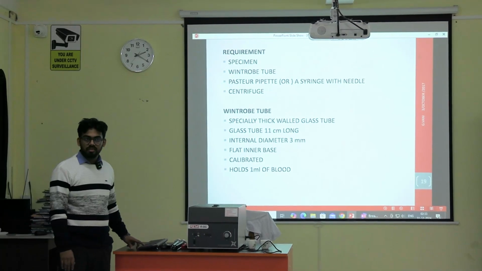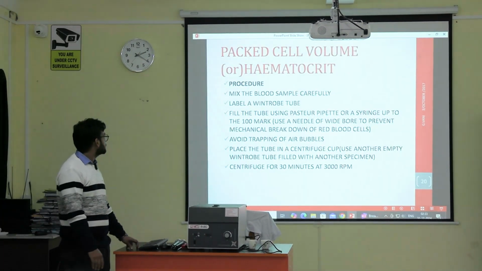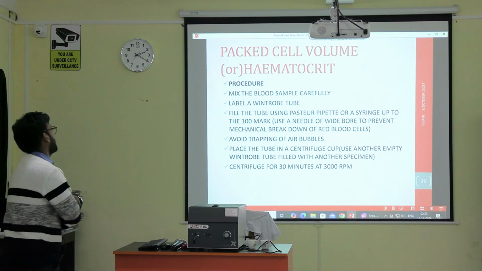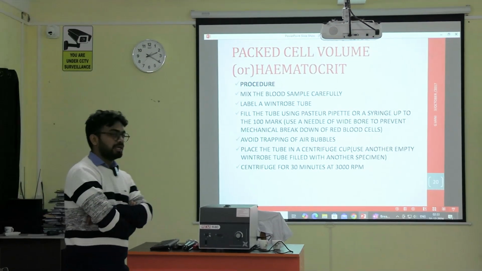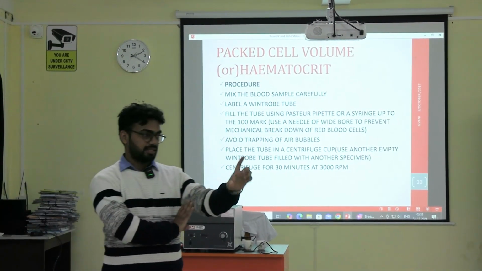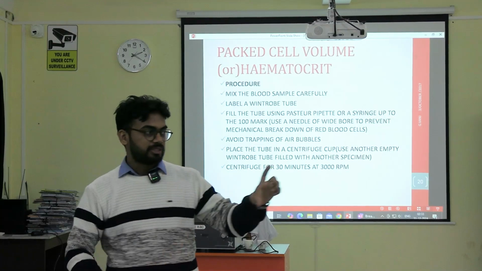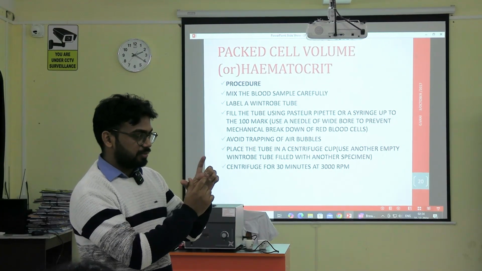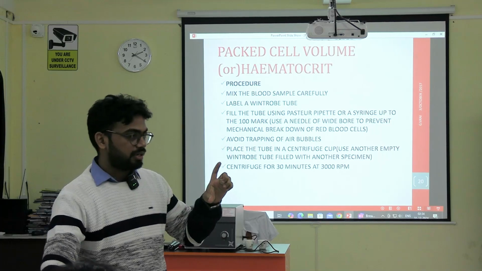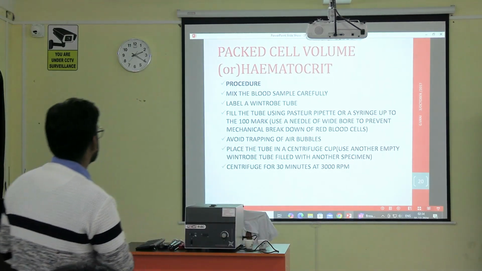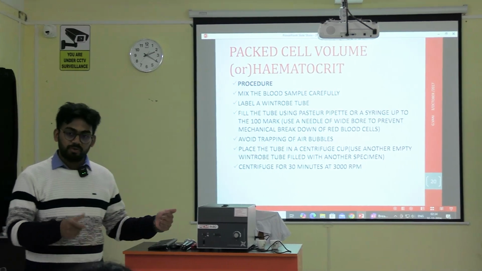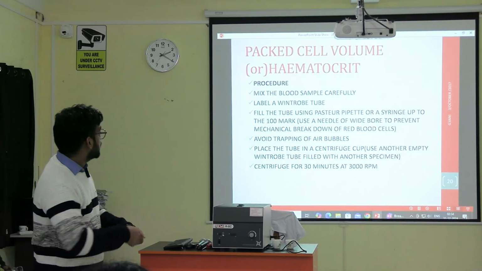Can I go next? What is the procedure here? You are going to label a Wintrobe tube. Suppose I am taking blood from her, so I will give a tag: this is the blood of her. Then fill the tube using the pipette or syringe. What did I say? We don't have the pipette here. We can use the syringe. Take a syringe. Take out the needle.